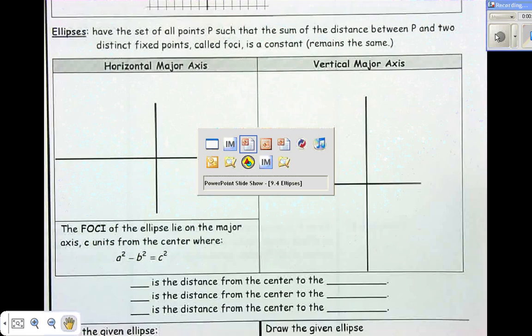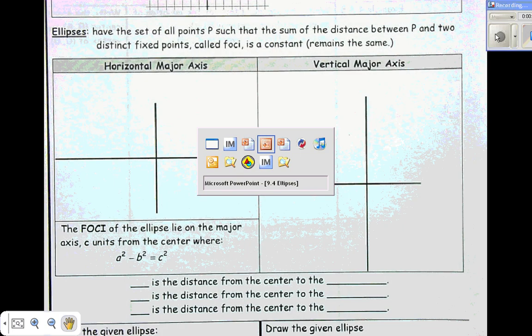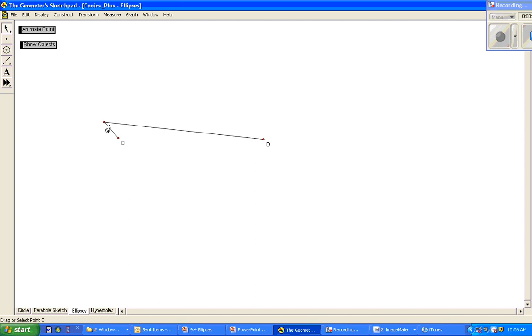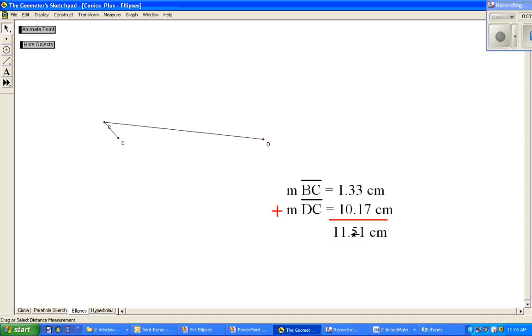Let me just go through a quick illustration of the definition for an ellipse. We have two foci, a focus and a focus. And we have two segments. In this case, the sum of both segments is 11.51.